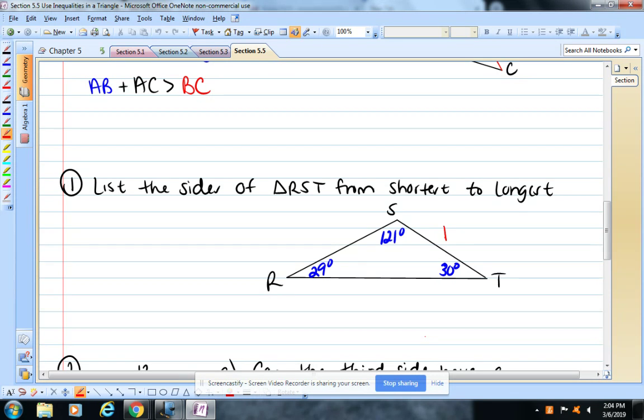What's my next smallest one? 30, so it's across from 30, so that's RS. So it means the longest one is across from the largest angle, which is this one. So if I'm putting them in order, ST is the shortest side, the next shortest one is RS, and the longest one is RT.